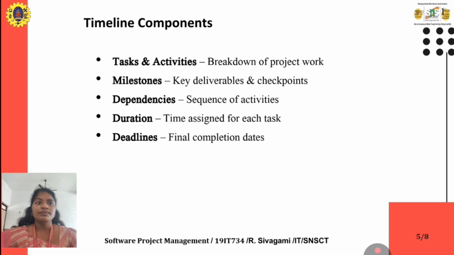We should fix checkpoints for our projects. And then the dependencies, the sequence of activities. Dependencies means that before we divide our project into small tasks, we fix a sequence process for the project. It is called the dependencies. And then the duration: the time we should allocate for each task. And then the deadline, the final completion date. The deadline is where we fix the final completion of our whole project.